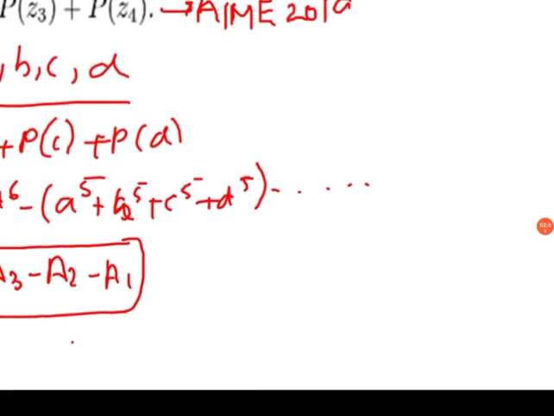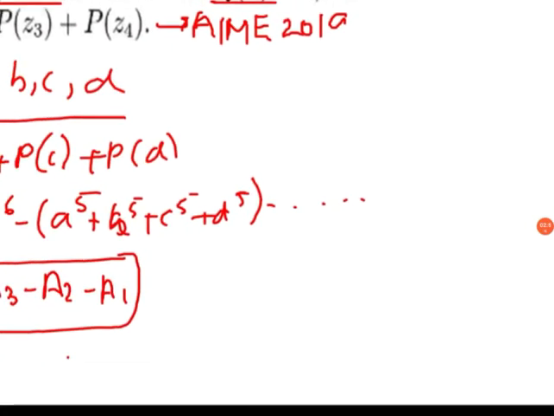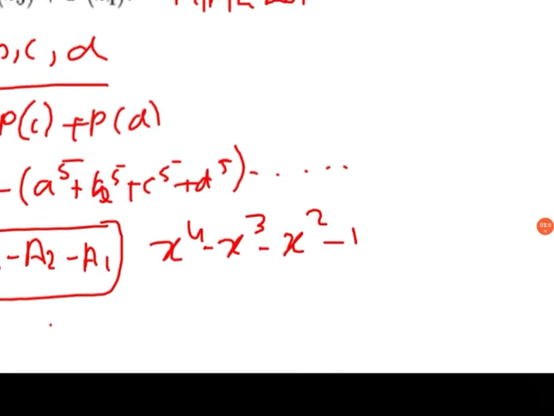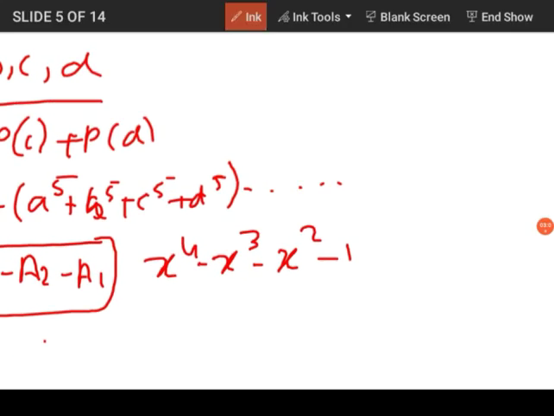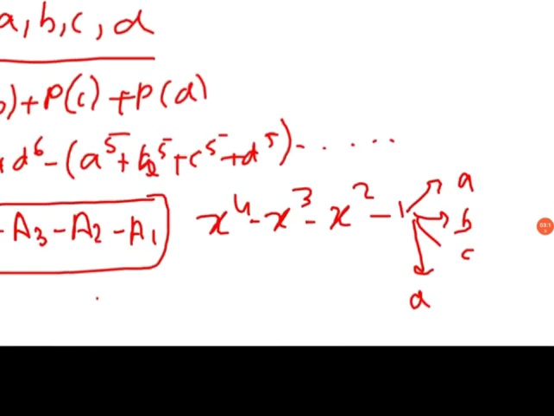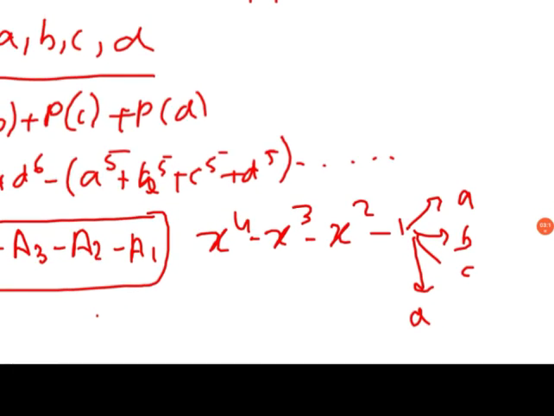So there is an equation x to the power 4 minus x cube minus x square minus 1. This is our equation, and we have 4 roots, that is a, b, c and d, and we are asked to find this. So very simple. Now let's form the Newton's sum version of this equation.